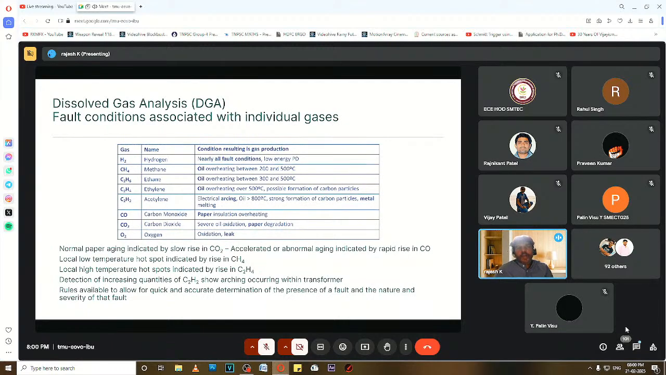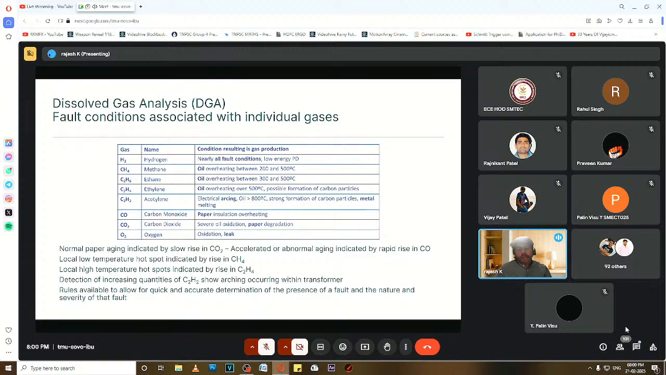For example, if you are having more arcing inside a transformer, in that case, you will have more acetylene. Okay, so acetylene is a direct indication of that. When you have a CO2 to CO ratio in an unusual range, possibly there is a failure of the papers. So there is a ratio called CO2 to CO.